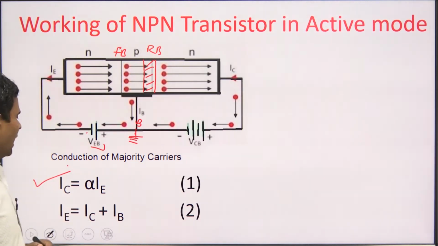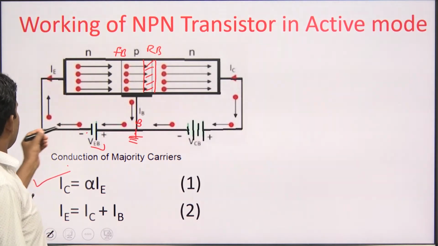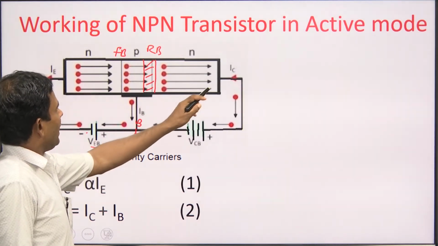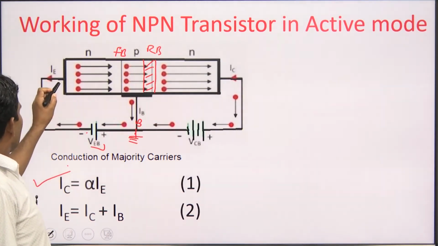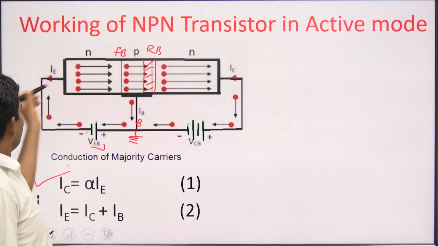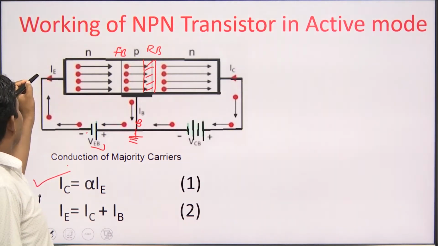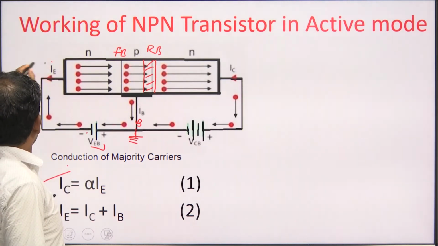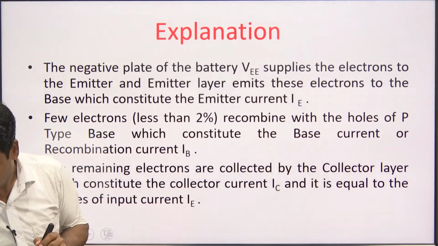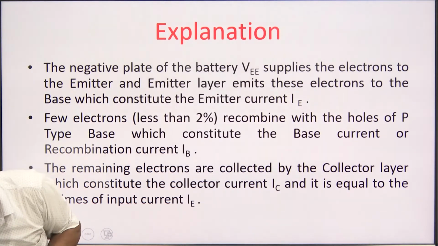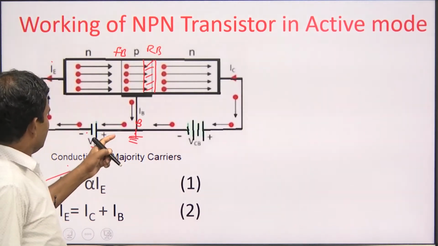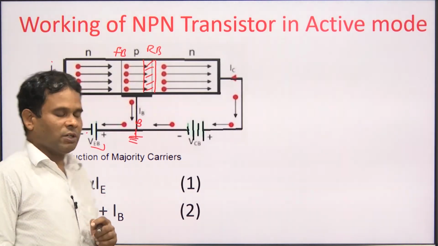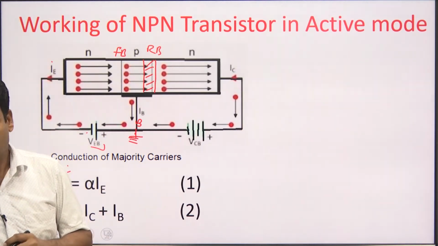IE equals IC plus IB, because IE is the outgoing current. Because electrons are going inside the emitter layer, the direction of the emitter current is outward, in this direction, and the base current and the collector current are in this direction. So the emitter current is equal to the sum of the collector current and the base current.